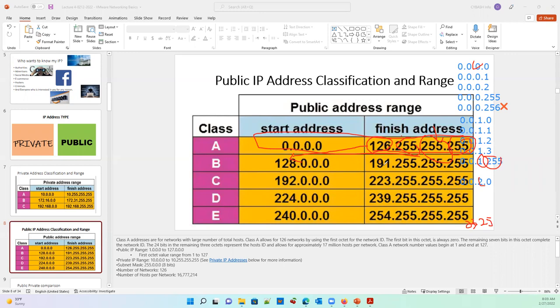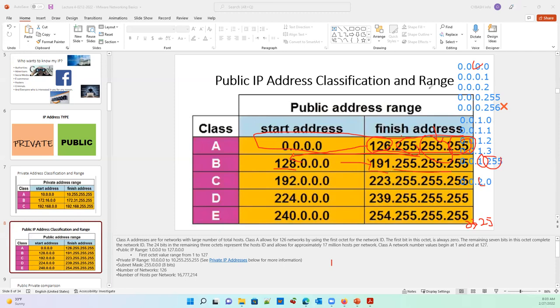127 is very special. 127 is special, we call it the loopback IP address. That's for internal testing of network connections. We call it the loopback IP address. It's just for testing internally for the network devices. And then you start with 128, and all the way to 191.